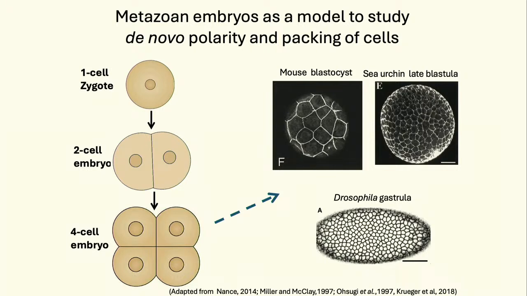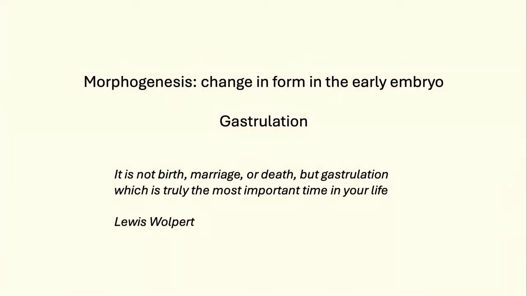And what we want to understand is what are the shape changes which occur when the layer becomes from 1 to 2 layers, all right. So morphogenesis, change in form in the early embryo, and what we are going to look at are changes in shape which occur during gastrulation. And Louis Wolpert said this very nicely because he studied this process a lot. It's not birth, marriage or death, but gastrulation which is truly the most important thing in your life, because that is the first time you become a double layered embryo.